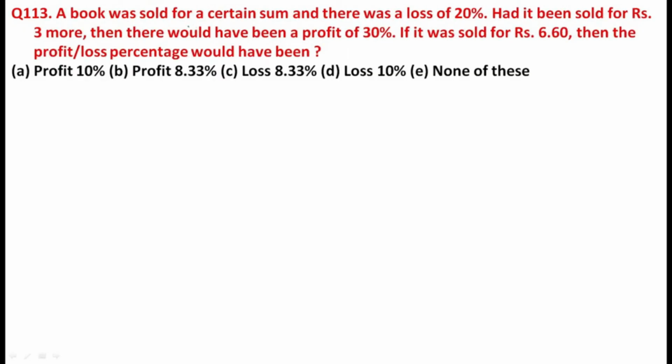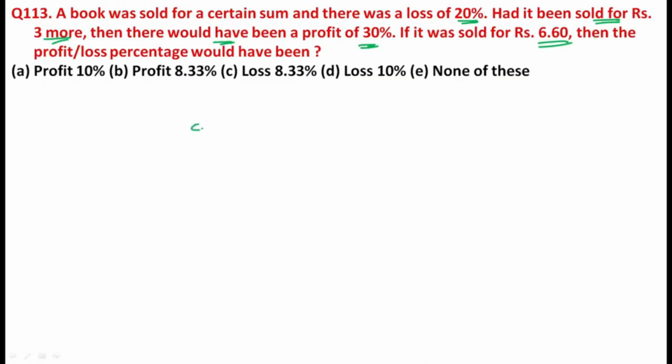A book was sold for a certain sum and there was a loss of 20%. Had it been sold for 3 rupees more, there would have been a profit of 30%. If it was sold at 6.60, then what would the profit or loss percentage have been?